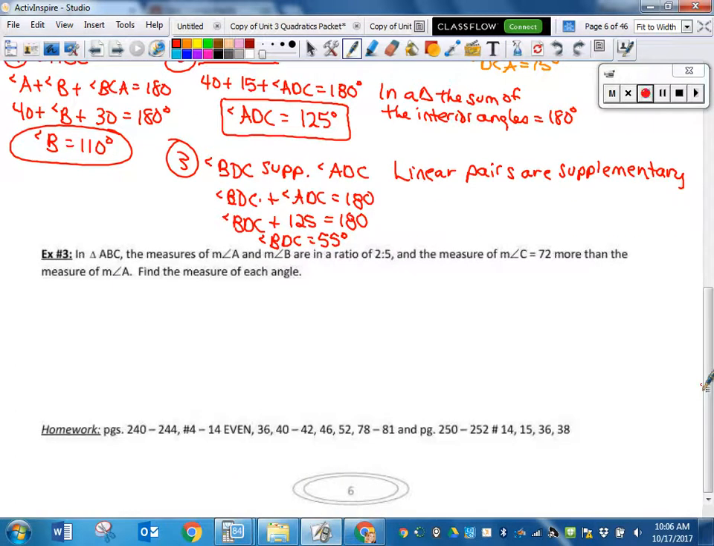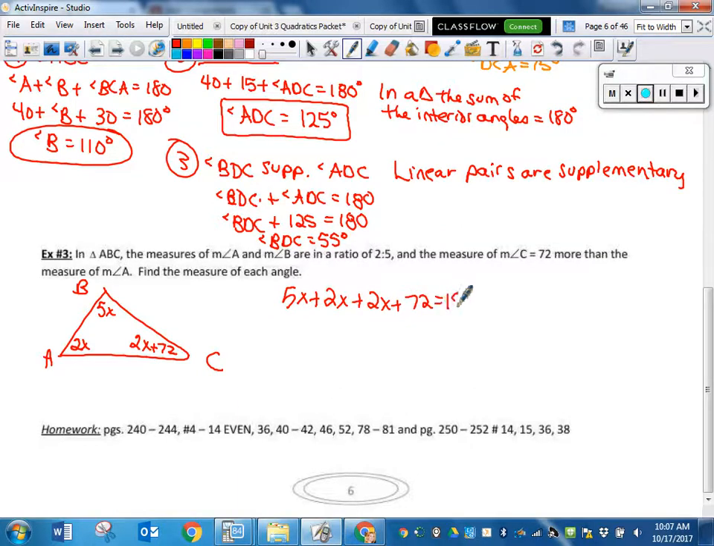Okay, so I've got 1 minute left. In triangle ABC, I draw a picture. The measures of A and B are in a ratio of 2 to 5, so we make that 2x and 5x. And the measure of C is 72 more than whatever A is. Well, A is 2x, and it's 72 more than that, so 2x plus 72. Now I want to find the measure of each of those angles. So 5x plus 2x plus 2x plus 72 has to equal 180.